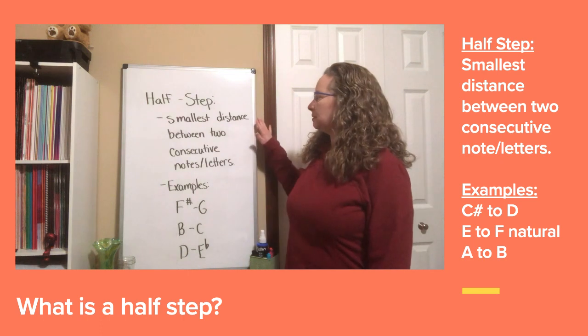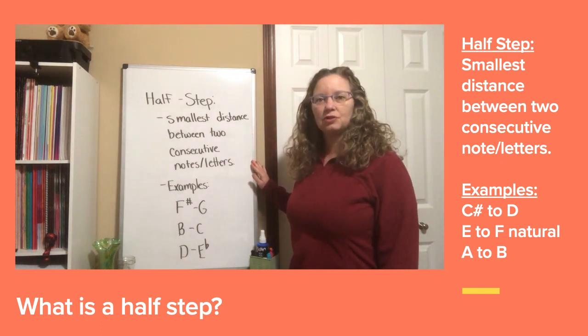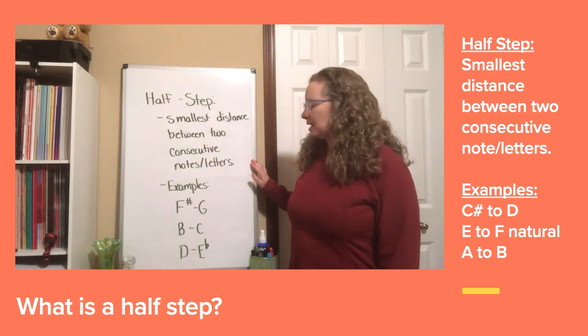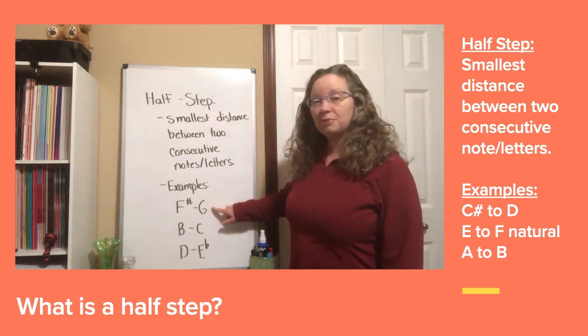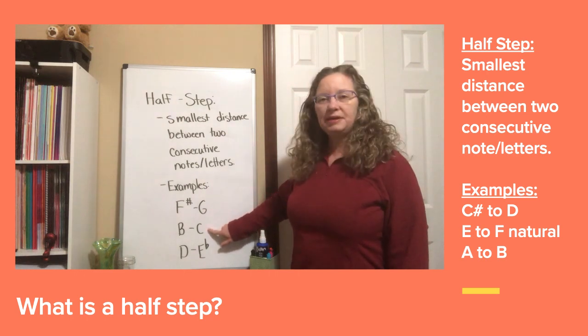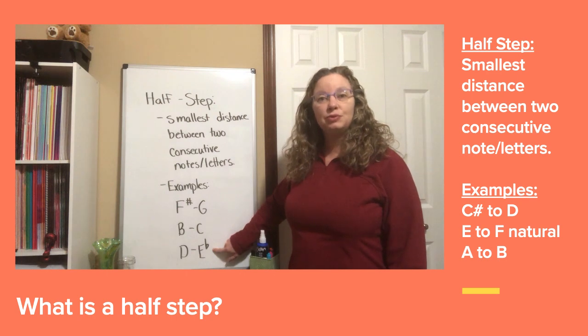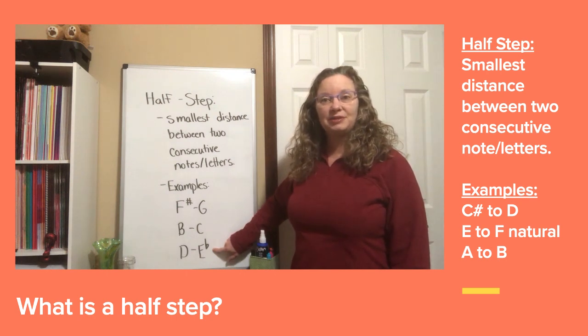A half step is the smallest distance between two consecutive notes or letters. Some examples of half steps that we've played in our music are F sharp to G, B to C natural, or D to the new E flat that we've been working on recently.